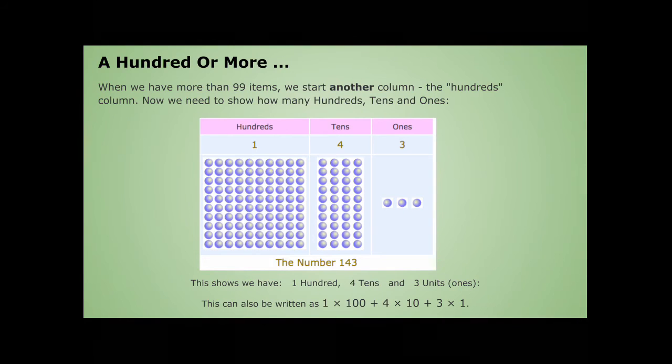How about 100 or more? When we have more than 99 items, we start another column called the hundreds column. Now we need to show how many hundreds, tens, and ones. So we show we have 100, 4 tens, and 3 units, or 3 ones. You can also write that as 1 times 100 plus 4 times 10 plus 3 times 1. That's the partial product. So you could say 100 plus 40 plus 3.